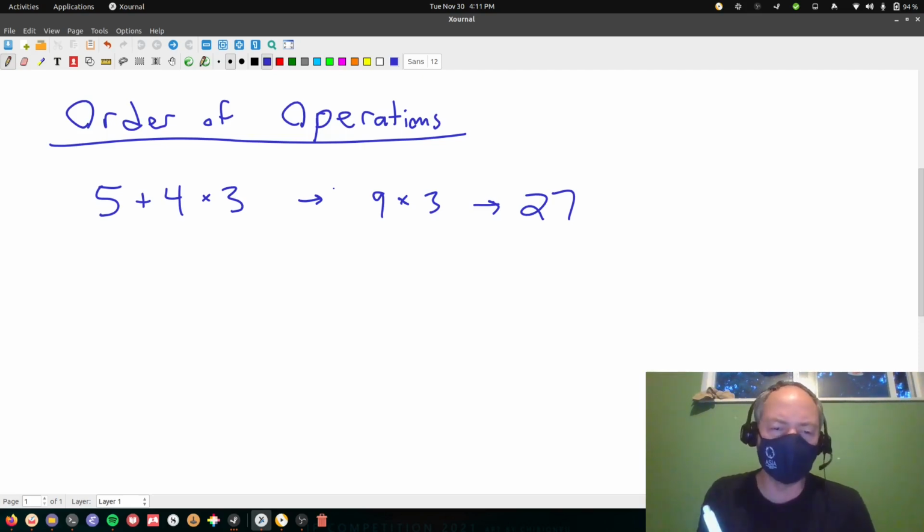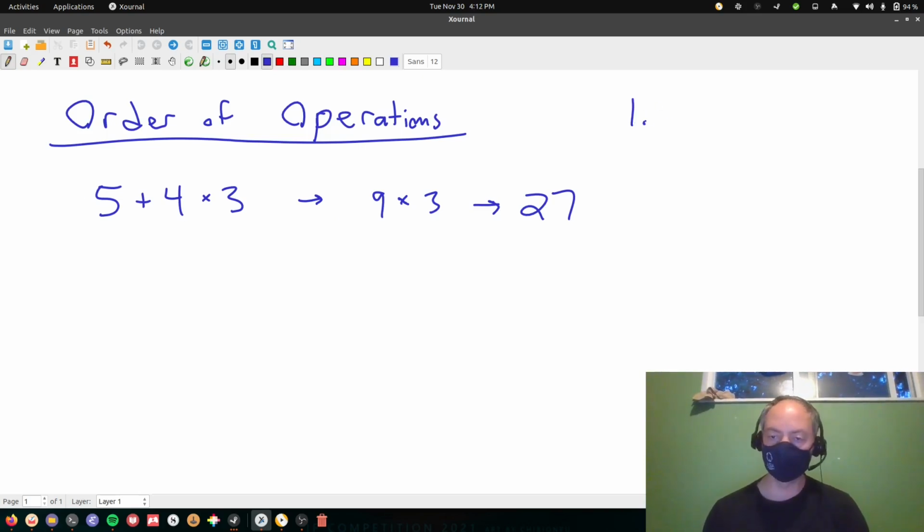Math is supposed to be logical, right? You can't just throw random stuff at me and tell me that's how it's supposed to be done. That's not math. That's just made up rules. Math is supposed to have reasons for its rules, I hope. Okay. So here's the rule.